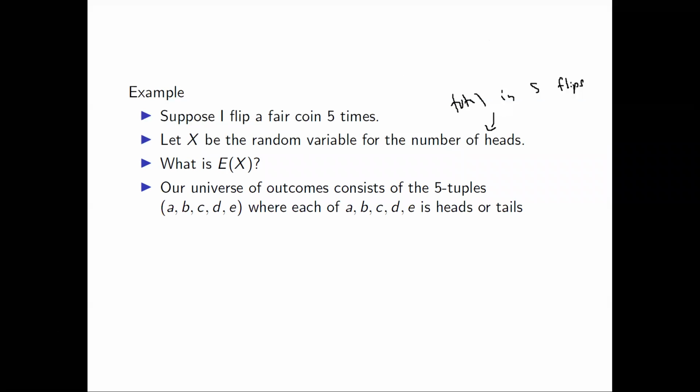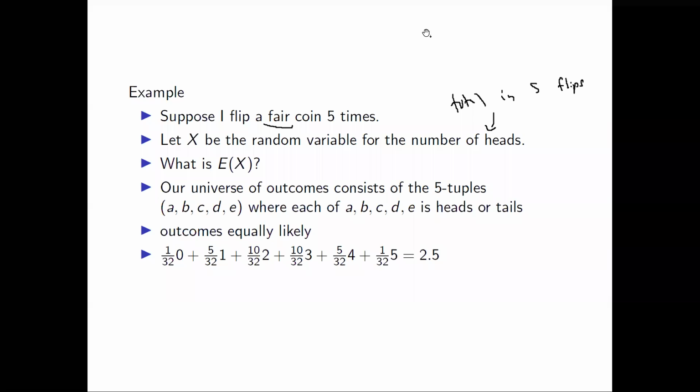So the universe of outcomes, these are going to be the 5-tuples. We'll call them A, B, C, D, E, and each of the A, B, C, D, E is heads or tails. The outcomes here are equally likely. Each of them, like we said, has probability 1 over 32, and there's 32 total outcomes here because the coin is fair. And we can just calculate the expectation then by looking at what's the probability that X takes each value.